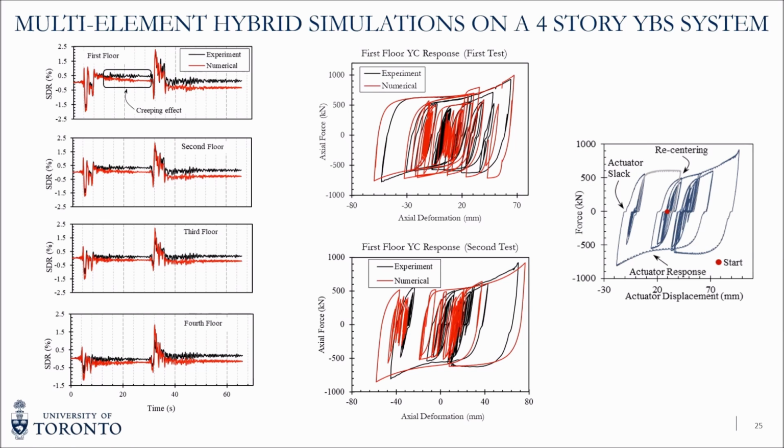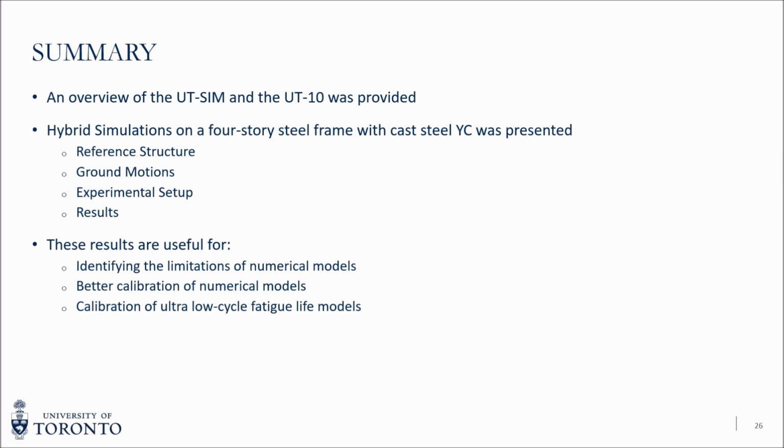The results are provided in the paper in detail, so I'm not going to go too much into the details, but I'm just going to say that using these experiments, we were able to find a number of discrepancies between the numerical model and the experimental results, which would be missed in calibration to cyclic test results and would affect the results. So to summarize, we believe experiments such as this would be useful for identifying the limitation of numerical models, better calibration of numerical models, and calibration of ultra-low cycle fatigue life models.